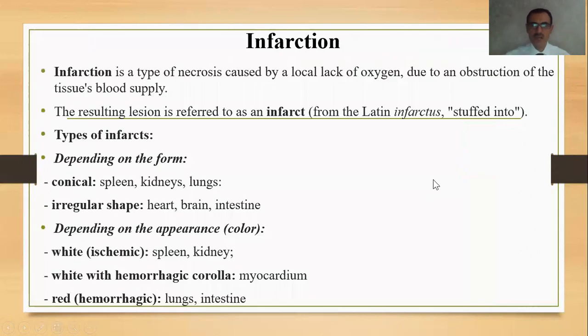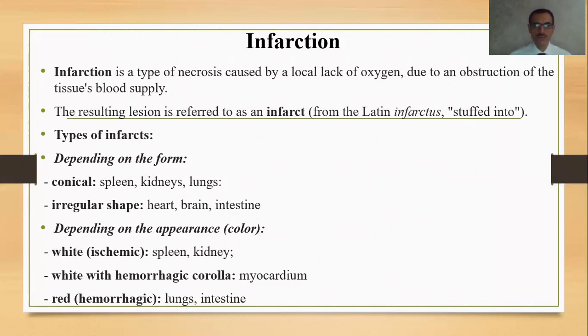And finally, the final clinical morphological type of necrosis is infarction. Infarction is a type of necrosis caused by a local lack of oxygen due to an obstruction of the tissue's blood supply. The resulting lesion is referred to as an infarct, from the Latin infarctus, meaning stuffed into. There are some types of infarcts depending on their form.